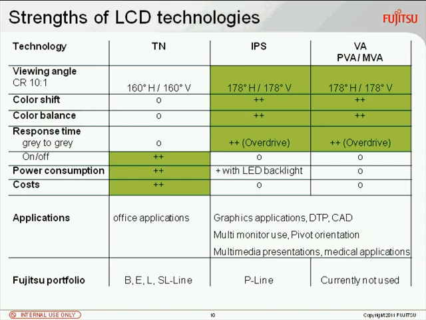Next item is response time. Response time on-off: if you switch from a very dark to a very bright pixel or back again, this is the advantage of TN. They are very fast. IPS and VA are slower because more LCD molecules have to be moved, and this takes more time. However, there is a technology called overdrive. I will come to this in the next slide.